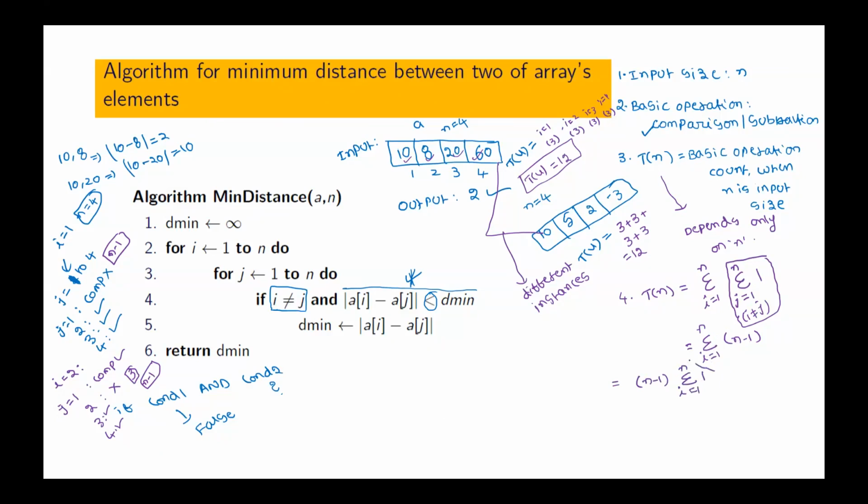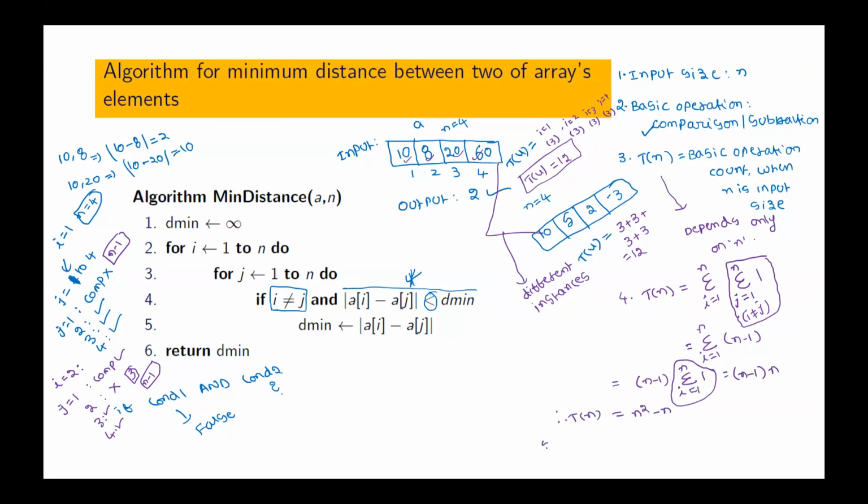Now tell me what is this value? n. So the final value is n into n minus 1, that is nothing but n square minus n. Therefore T of n is n square minus n.